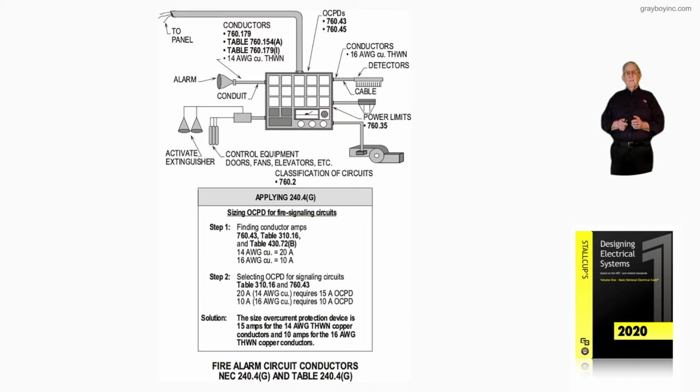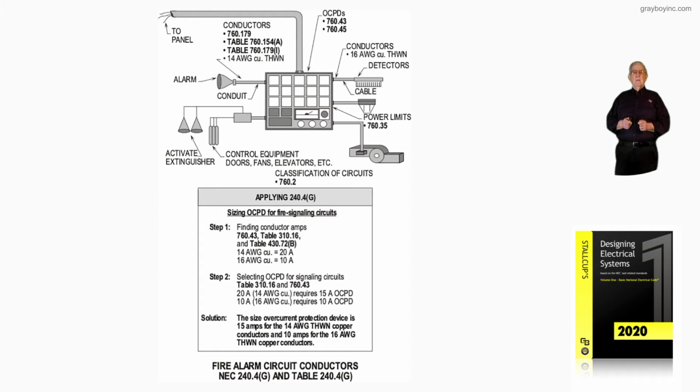Now notice we could have these number 14 conductors supplying everything that you see in that illustration. We could supply the smoke detectors. We could supply any of the items that you see listed: doors, fans, elevators, and so forth. And the classification of a fire alarm circuit, whether it's power limited or non-power limited, can be found in 760.2 of the NEC.